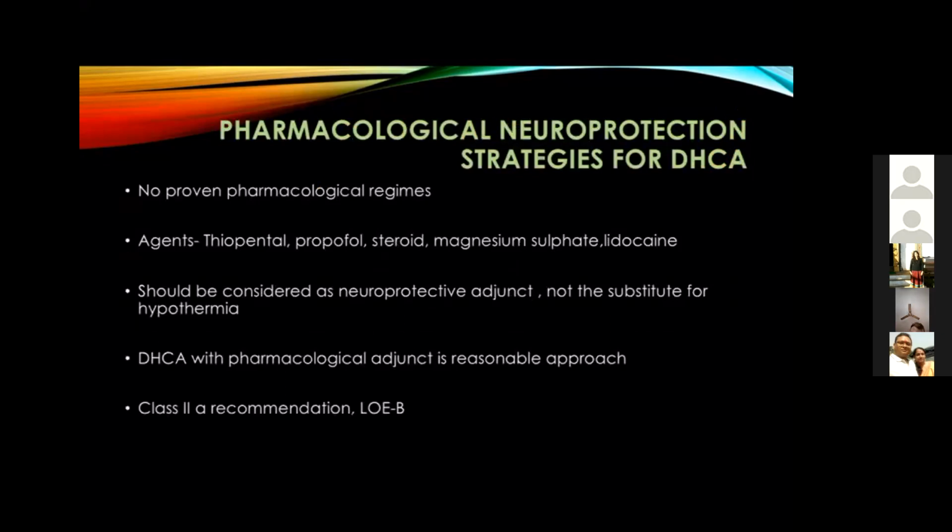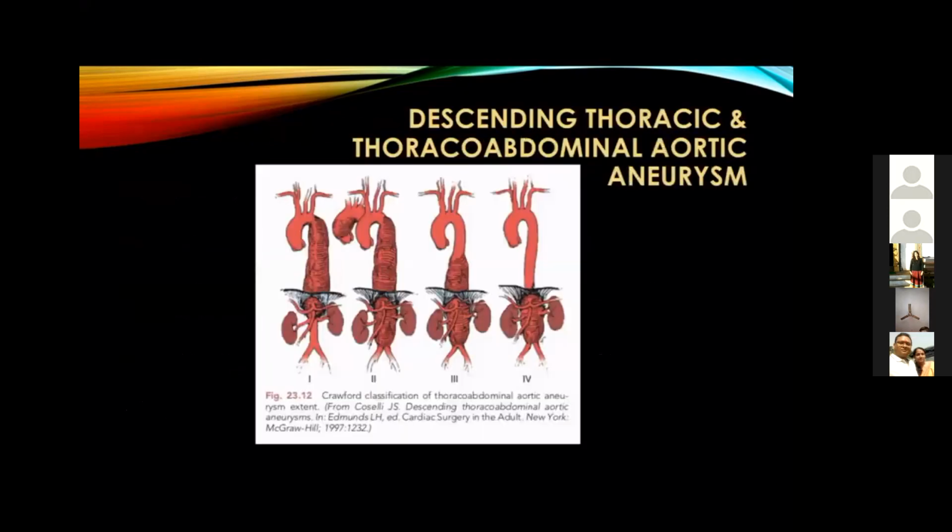Now, what are the pharmacological neuroprotection strategies for DHCA? There are no proven pharmacological regimens. What are the agents normally used? Fentanyl, thiopentone, propofol, steroid, magnesium sulfate, and lignocaine. And that should be considered a neuroprotective adjunct, not a substitute for hypothermia. And DHCA with pharmacological adjuncts is a reasonable approach. It is a class 2A recommendation, level of evidence B.